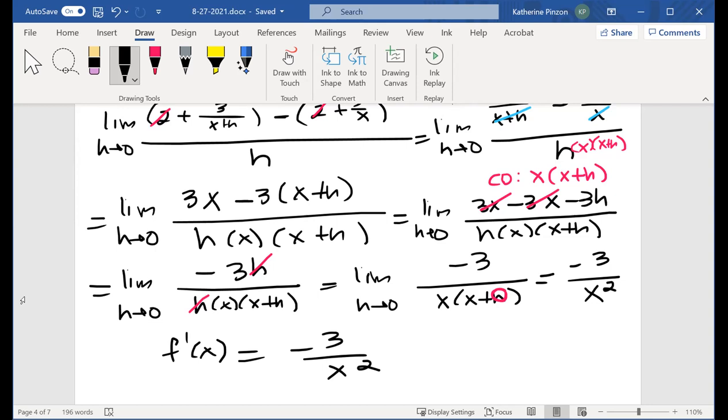Right here. I don't cancel it. I put 0 in for h, and then x plus 0 makes x. x times x makes x squared.